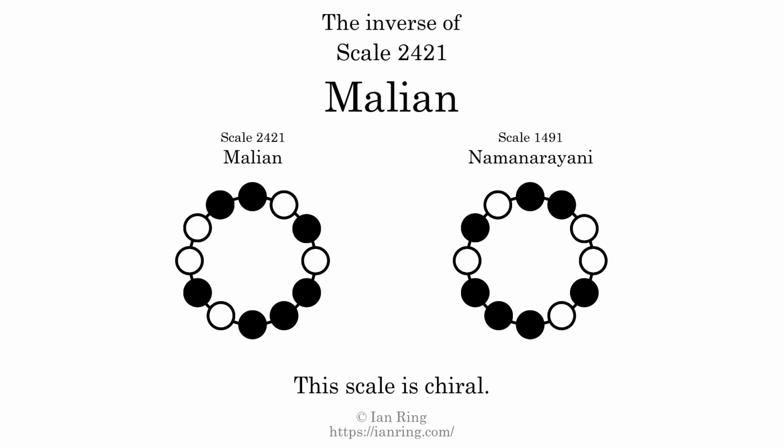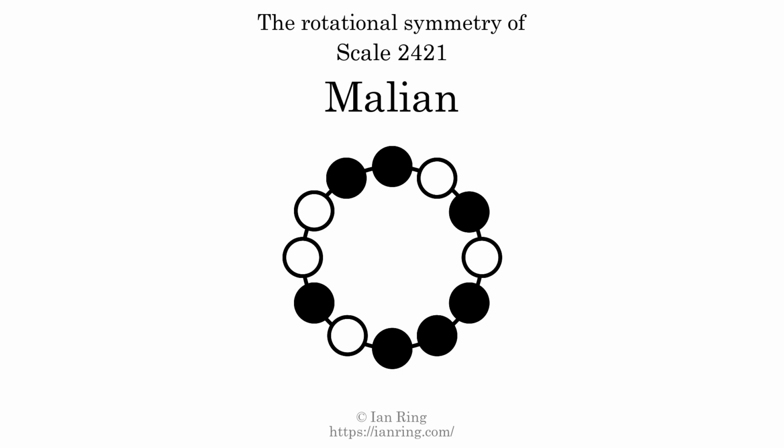The inverse of a scale is a mirror image. It is what you get when the sequence of intervals is reversed. The inverse of this scale is scale 1491, also known as Naminarayani. This scale is chiral. It cannot transform into its inverse by rotational transformation. This scale has no rotational symmetry.